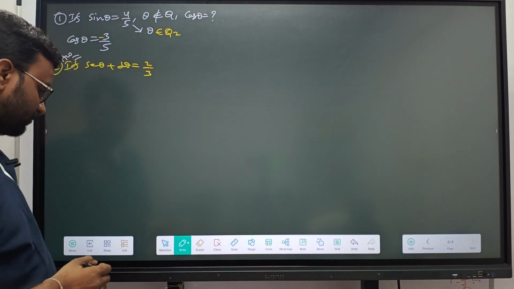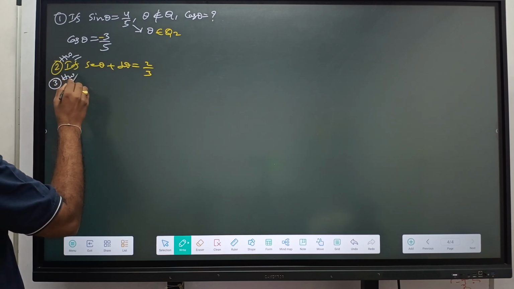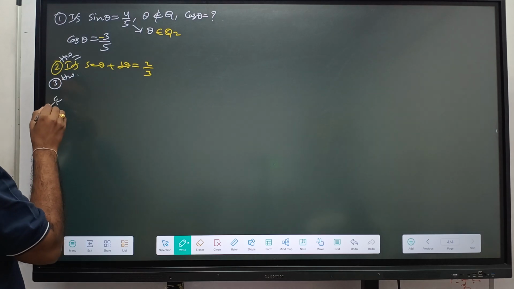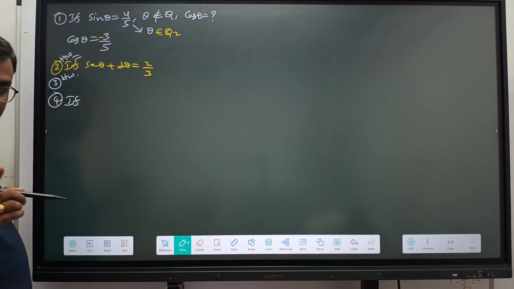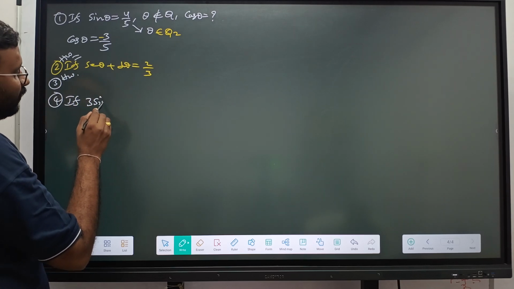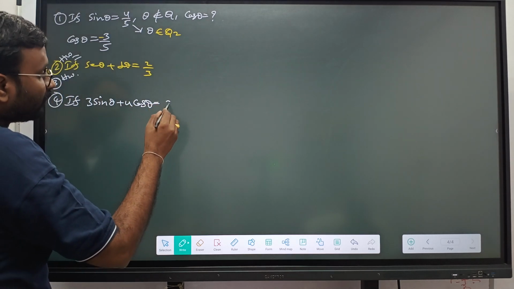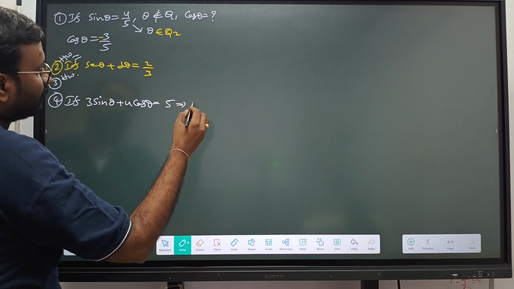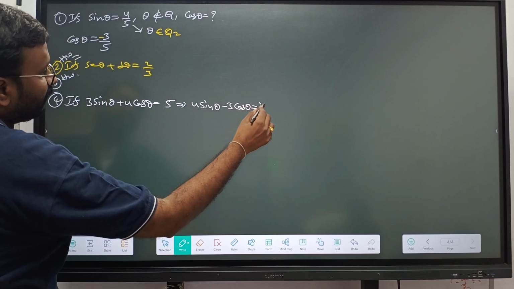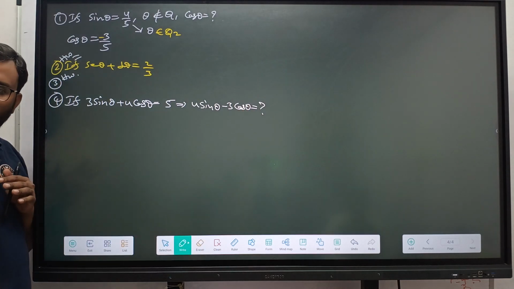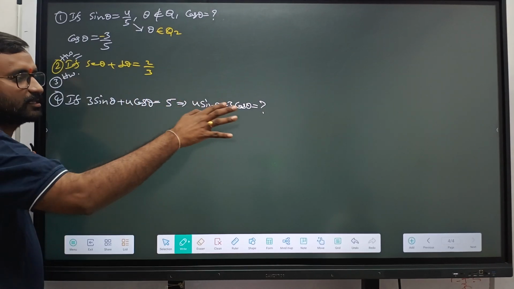Now come to seventh one. Okay. So third one, the third also homework, I am telling. The third consider as sixth one. Now take fourth question. What is the fourth question? If, and this type of questions very important, 3 sin theta plus 4 cos theta is equal to 5, then 4 sin theta minus cos theta, and see, you have to observe here 3 sin theta here, 4 sin theta here, 4 cos theta there.